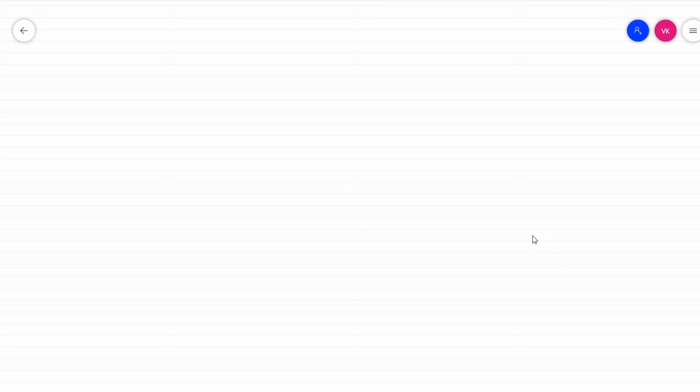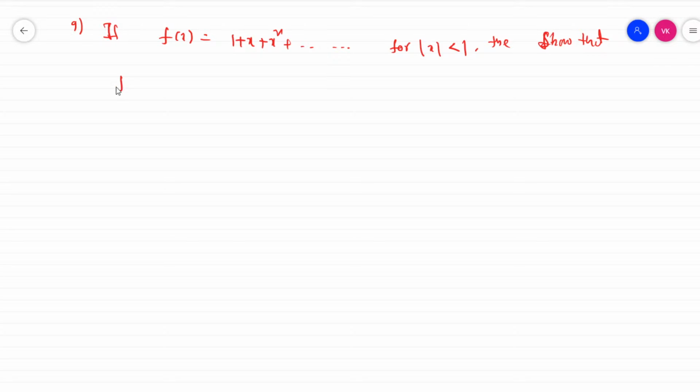Okay, let's go for the 9th question. The 9th question is: if f of x is equal to 1 plus x square plus and so on, for modulus of x less than 1, then show that f inverse of x is equal to x minus 1 by x. This is a little bit difficult question, because these are not in our 10th class syllabus, so this is the first time.